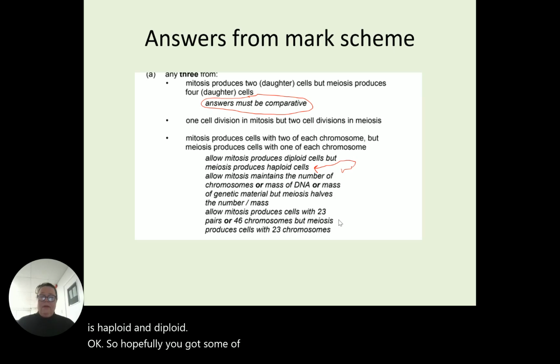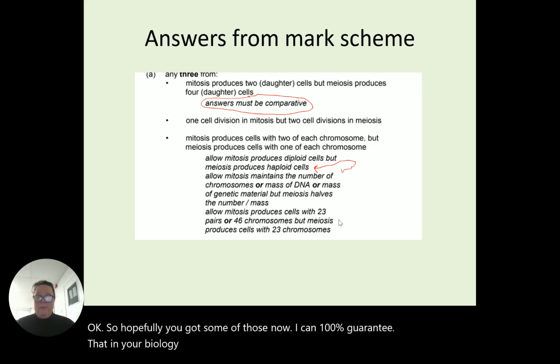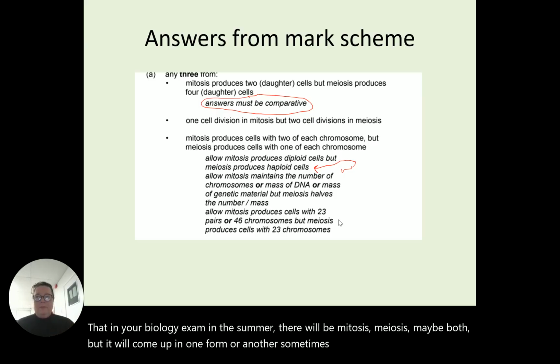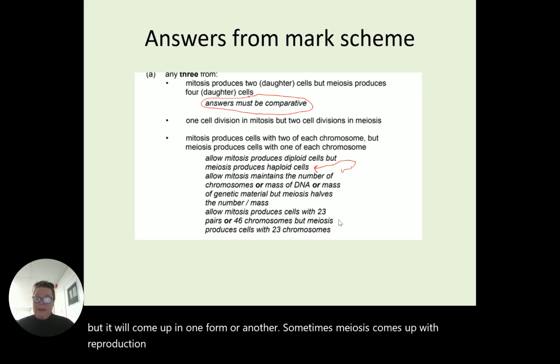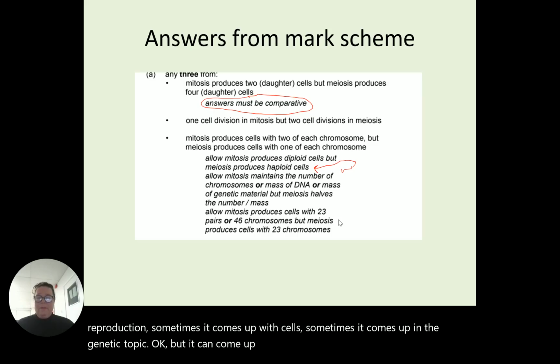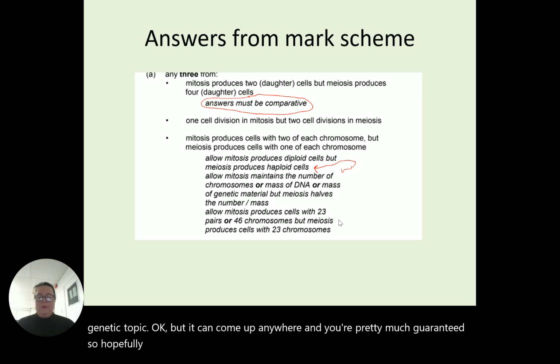Now, I can 100% guarantee that in your biology exam in the summer, there will be mitosis, meiosis, maybe both, but it will come up in one form or another. Sometimes meiosis comes up with reproduction, sometimes it comes up with cells, sometimes it comes up in the genetic topic, okay? But it can come up anywhere and you're pretty much guaranteed. So hopefully that's made it make a bit more sense.